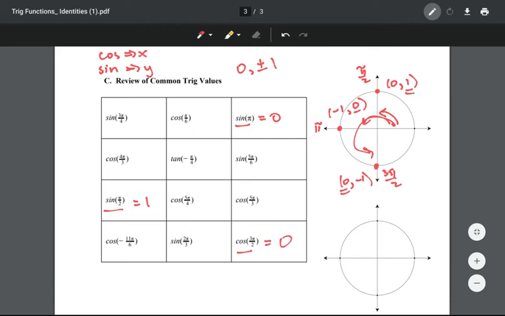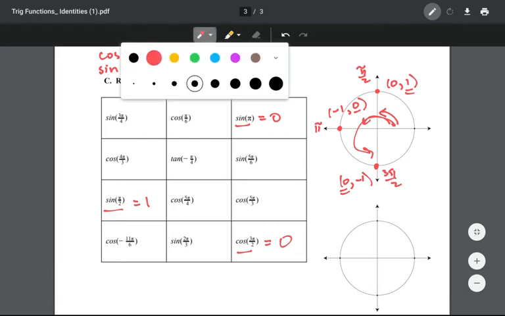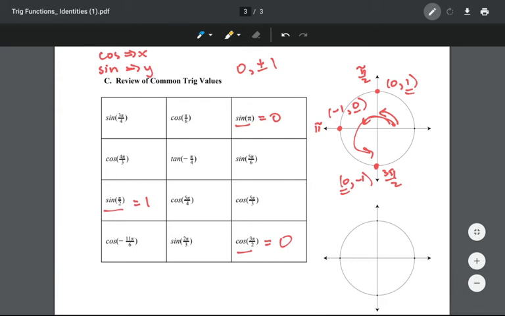Next, let's do anything that has a fourth in it. So I'll go ahead and use blue this time. Anything with a pi fourths, I know that my answers are going to be radical 2 over 2's, plus or minus. You could also, if you wanted to, express that as a 1 over radical 2. So it's just a matter of determining where I am around that unit circle.